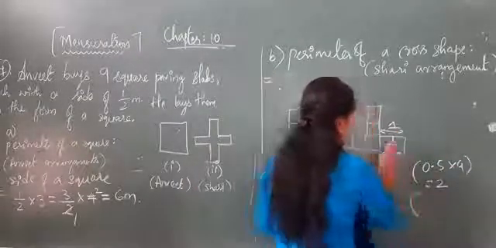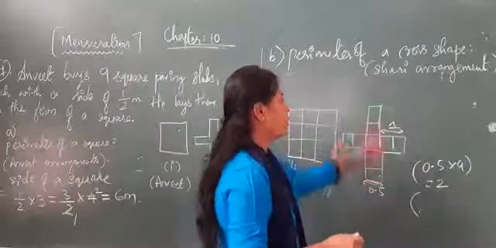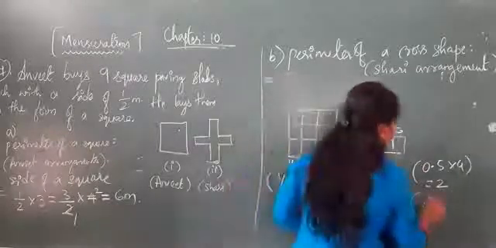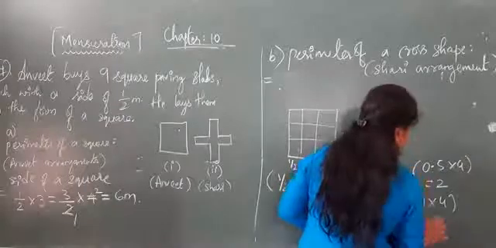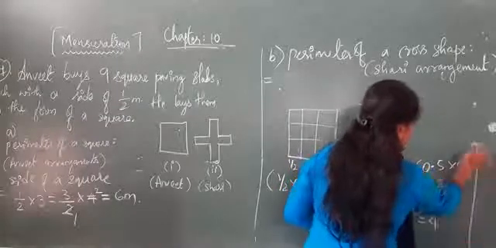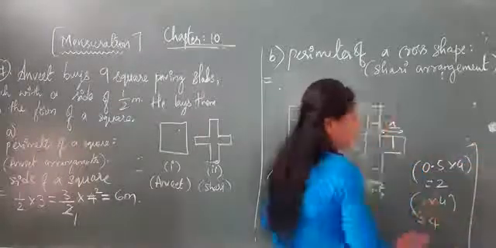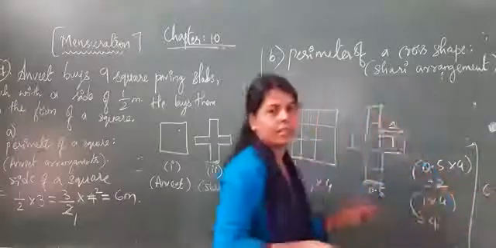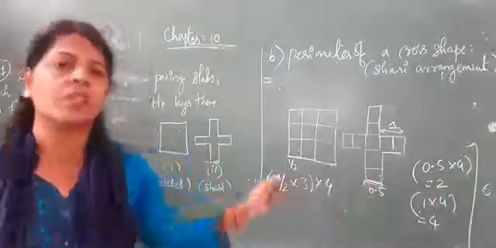And next here 1 is there, right? So 1 again 4 times. 1 into 4 you will get 4. So 4 plus 2 is 6. So you got 6 here. We have to see the solution for 6.